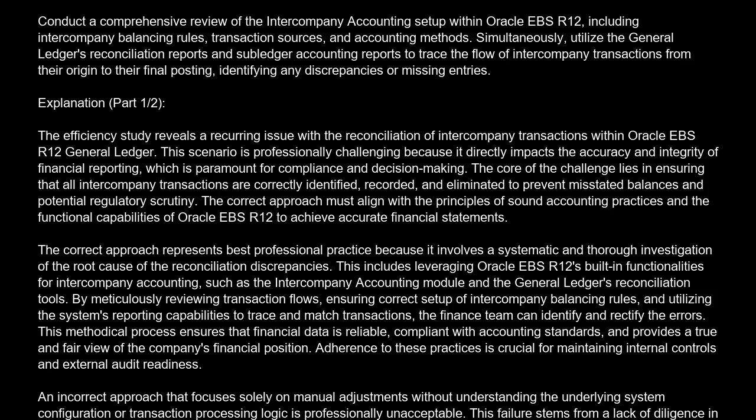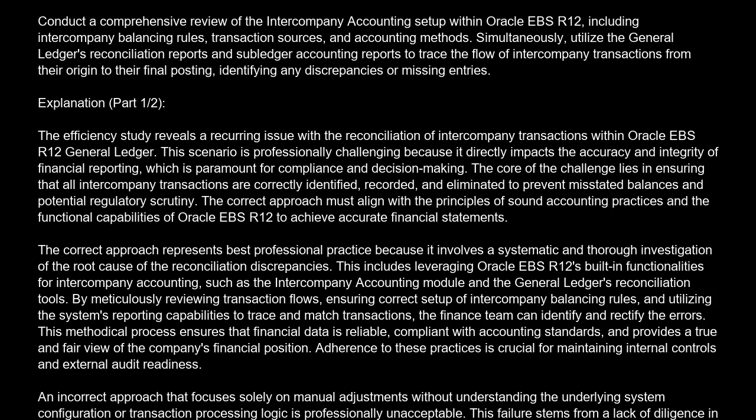The correct approach must align with the principles of sound accounting practices and the functional capabilities of Oracle EBS R12 to achieve accurate financial statements. The correct approach represents best professional practice because it involves a systematic and thorough investigation of the root cause of the reconciliation discrepancies. This includes leveraging Oracle EBS R12's built-in functionalities for intercompany accounting, such as the Intercompany Accounting module and the General Ledger's reconciliation tools.